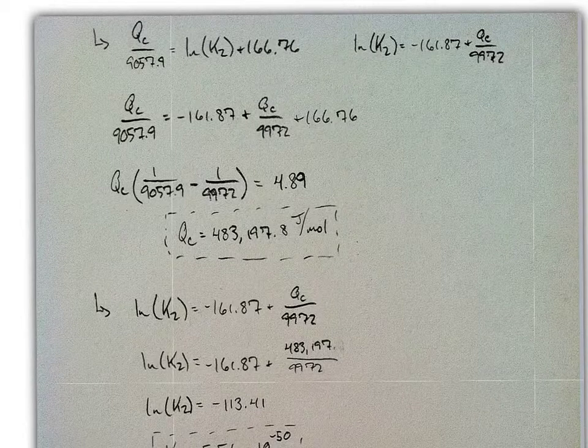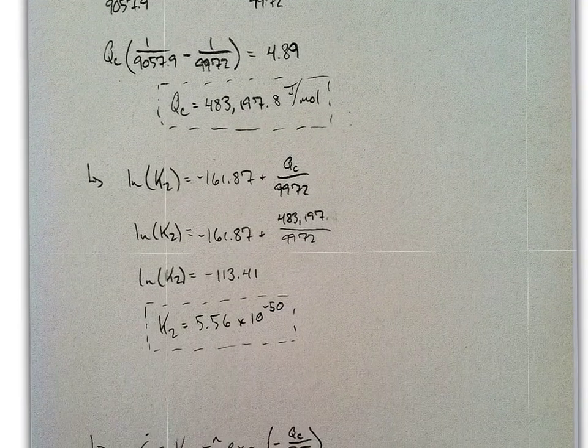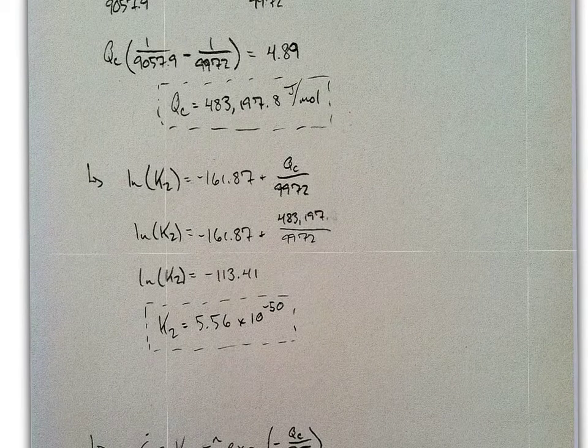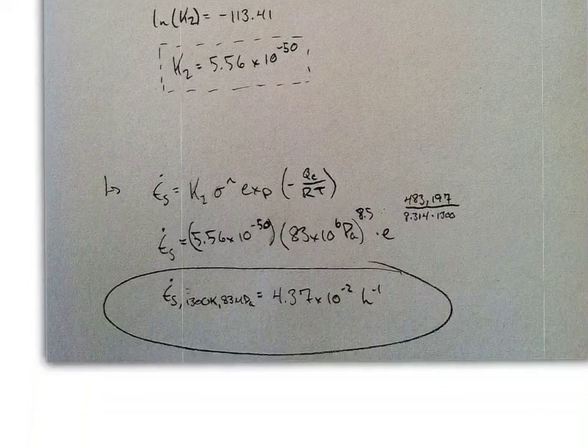So as we continue solving the problem, we find that the activation energy for creep in the material is 483,197.8 joules per mole, and we're actually just going to take the decimal point off of there moving forward just to kind of simplify calculations. We plug that value back in to the expression that we found before for ln of K sub 2 and find that K sub 2 is 5.56 times 10 to the negative 50.